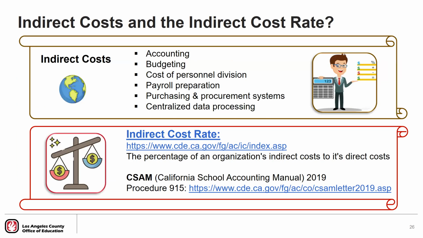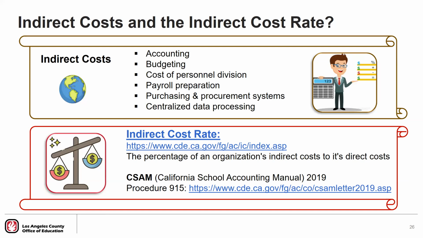Next, we have the indirect costs and indirect cost rate. So indirect costs are agency-wide, general management costs. They support the implementation of the program, grant, or award, but cannot quite be directly attributed to the grant. General management costs consist of administrative activities necessary for the operation of the LEA, such as accounting, budgeting, cost of the personnel division or department, payroll preparation, purchasing and procurement systems, and centralized data processing, as mentioned in the previous slide. Indirect costs are more global in nature, but enter an indirect cost rate.